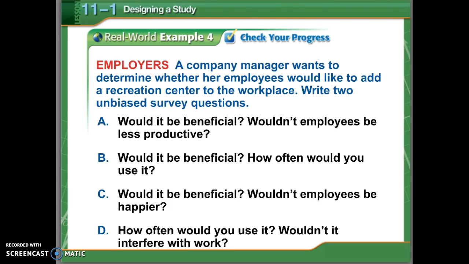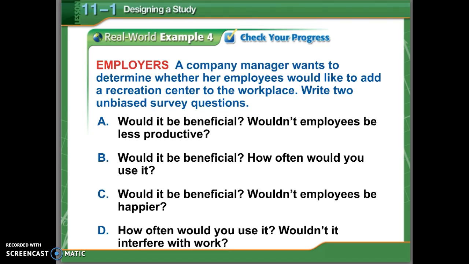We've got a check your progress problem for this. Go ahead and pause the video, read through the answer choices, and we'll see the answer on the screen. Okay, our answer here is B. Would it be beneficial to do this? And how often would you use the recreation sign?